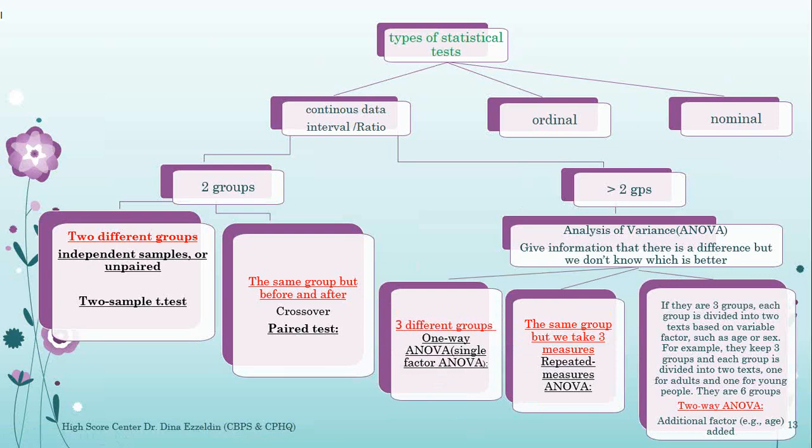If there are three groups, A, B and C, and we divide every group into two subgroups, females and males, so we have three main groups and six subgroups, we will use two-way ANOVA, because we have an additional factor like sex. We make subgroups from each group, male and female, or teenage and old. So we have another factor, and we will use two-way ANOVA.